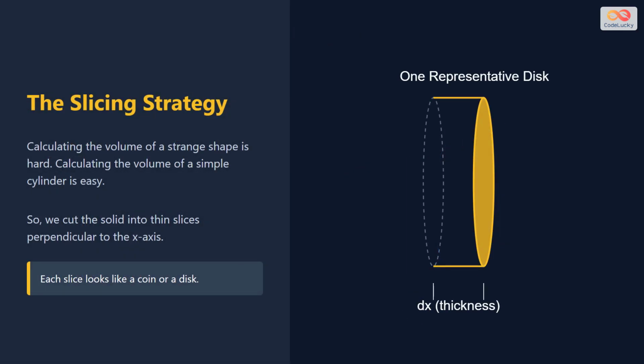To find the volume of this strange shape, we use a strategy called slicing. Imagine cutting the solid into infinitely many thin slices perpendicular to the x-axis. Since we rotate it around the axis, each cross-section is a perfect circle. When we give that circle a tiny bit of thickness, it becomes a disk.